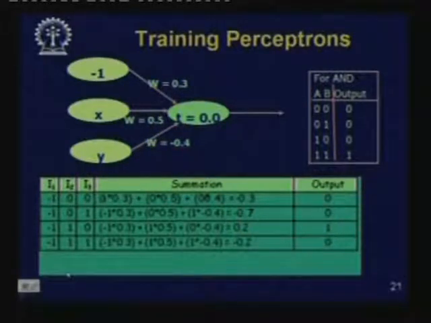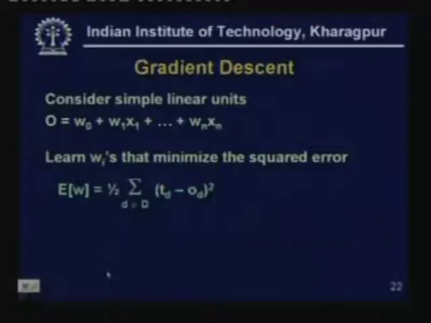So, this is the current error that we have on this perceptron, and what we will try to do is adjust the weights using the weight training rule that we saw, delta Wi is eta (T minus O) Xi, to adjust the weights.